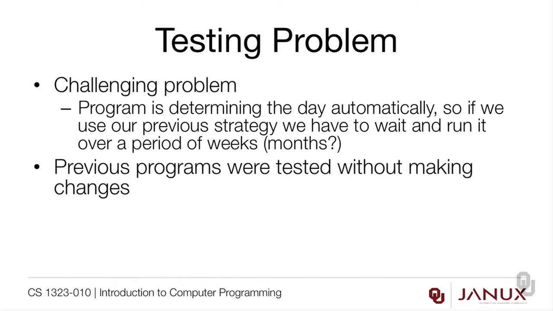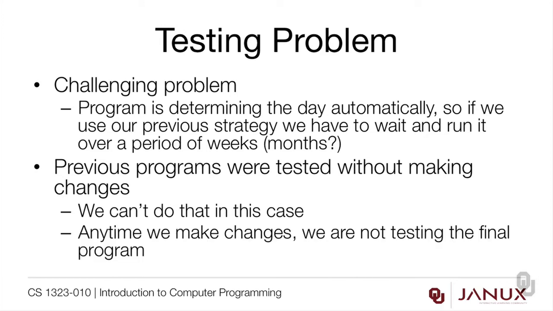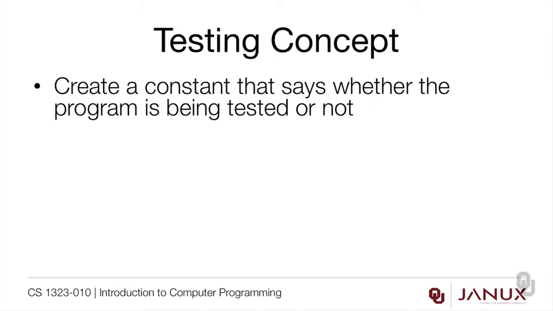Now, in our previous programs, we always tested without making any changes to the program, and that is the gold standard. But we just can't do that in this case. Anytime we make changes, we're not testing the final program, and that is very dangerous. So what we want to do is to make the absolute minimum number of changes possible. Here's how we pull it off.